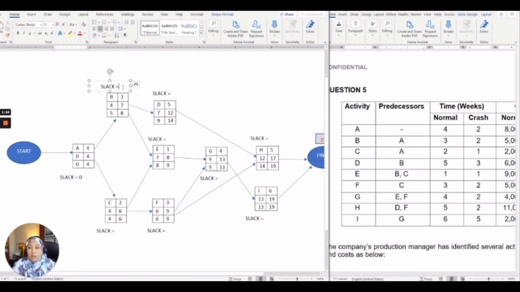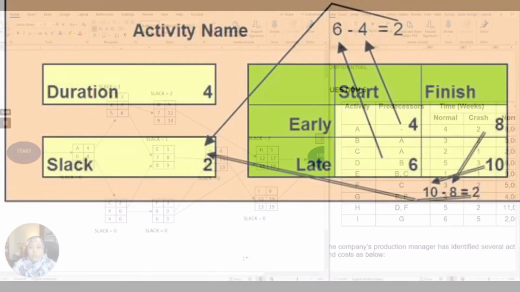Now for activity B, 8 minus 7 equals 1. For activity D, 14 minus 12 equals 2. Activity E, 9 minus 8 equals 1. Activity C, 0. Activity F, 0. And then activity G, 0. Activity H, 19 minus 17 equals 2. And activity I, 19 minus 19 equals 0.